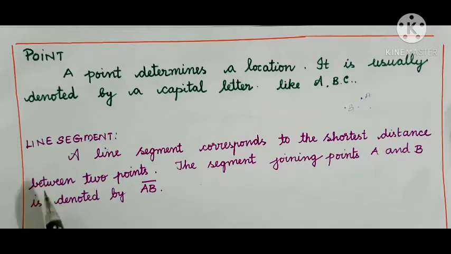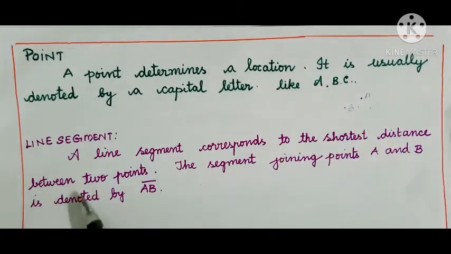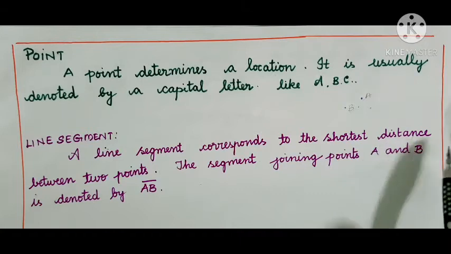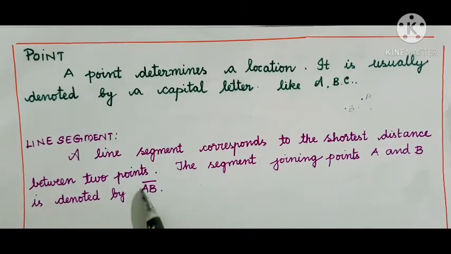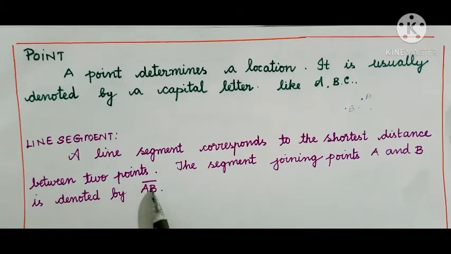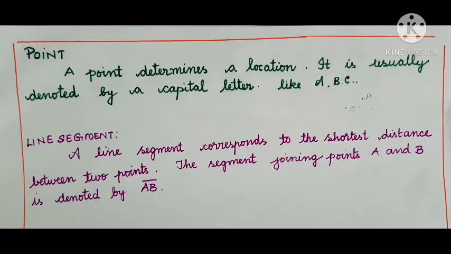Next, we are going to see about line segment. A line segment corresponds to the shortest distance between 2 points. The segment joining points A and B is denoted by AB with a bar on it. That is called the line segment AB. Understand?